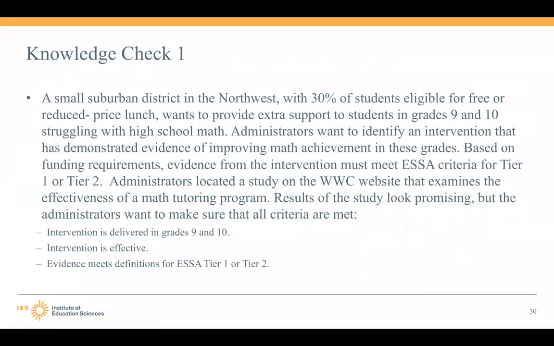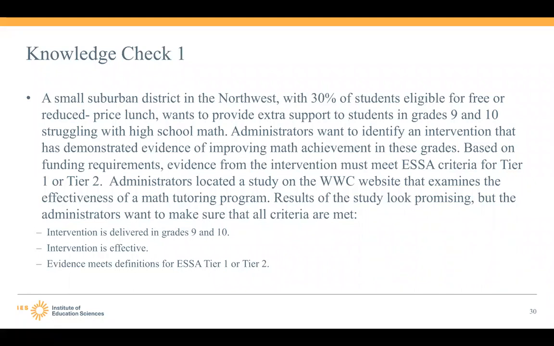Okay, we have two knowledge checks for you, and we will use the same district in both. This district is a small suburban district in the Northwest with 30% of students eligible for free or reduced price lunch. Administrators want to help students in grades 9 and 10 who are struggling with math. They want to find an intervention that has demonstrated evidence of improving math achievement in these grades. Based on funding requirements, evidence from the intervention must meet ESSA definitions for Tier 1 or Tier 2.